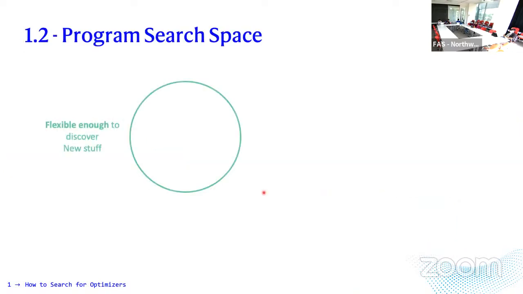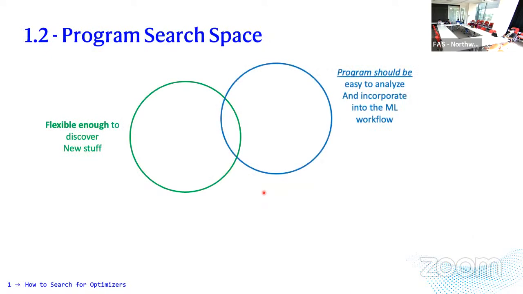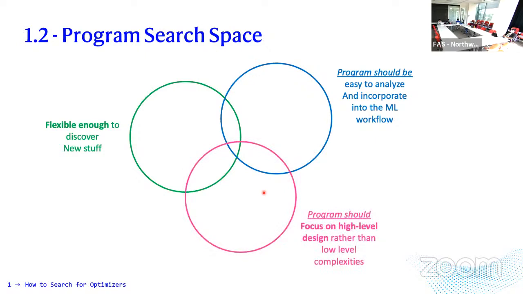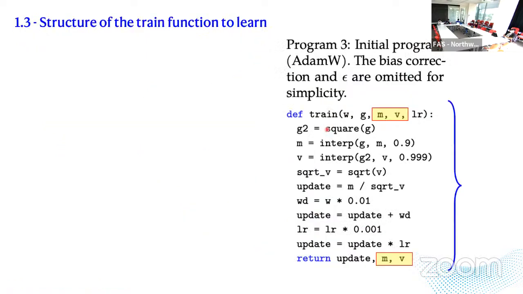In terms of the program search space, what the authors mention is we need to be flexible in terms of the search space so that we can discover new stuff. The other one is the program should be easy to incorporate with the existing machine learning workflow. The other one is rather than the very low-level details, we need to come up with a program that deals with much higher-level design. So these are some design choices that they talk about. Now let's look at exactly what this means.